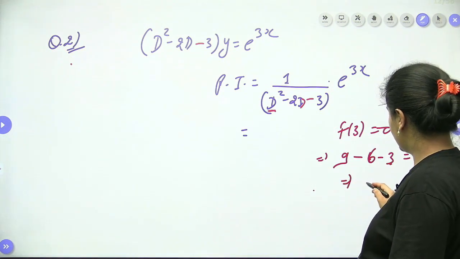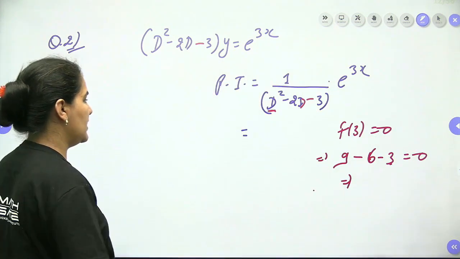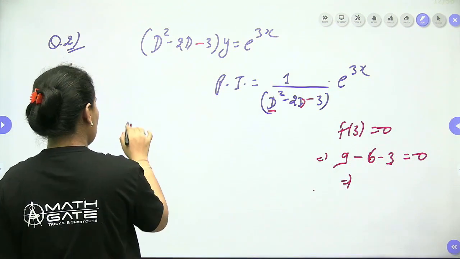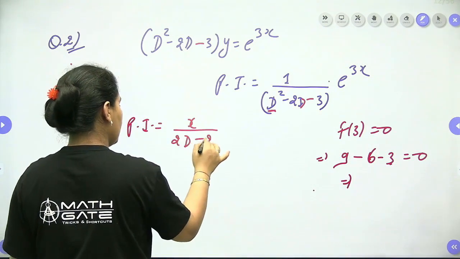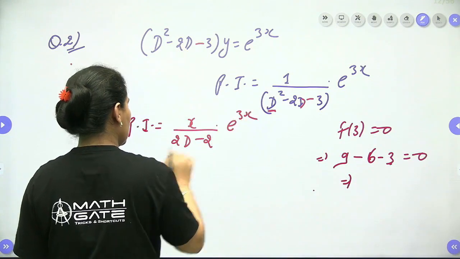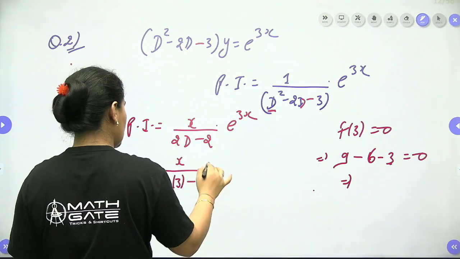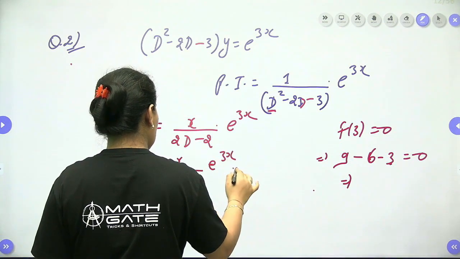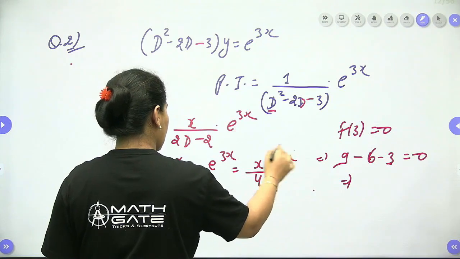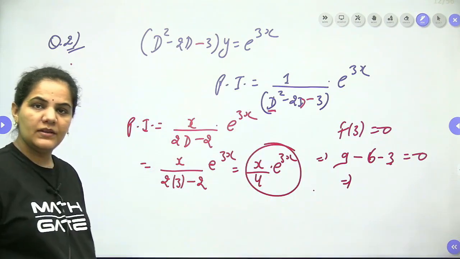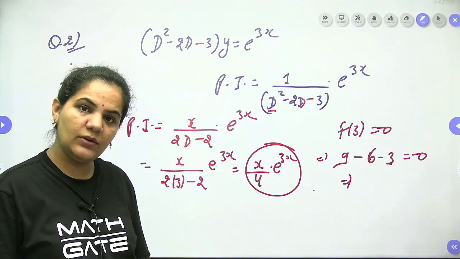So when it is equal to 0, we will differentiate, or approach with the help of the same method which we discussed right now. So the PI will be x by (2D - 2) into e^(3x). It will become x by (2 into 3 - 2) into e^(3x). It will become 6 minus 2, which means 4, e^(3x). Okay, clear, guys? So we can approach just like this. It's a simple thing to approach.